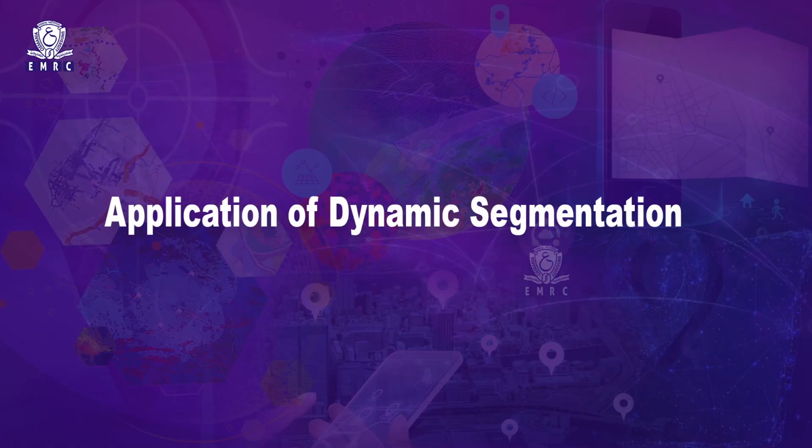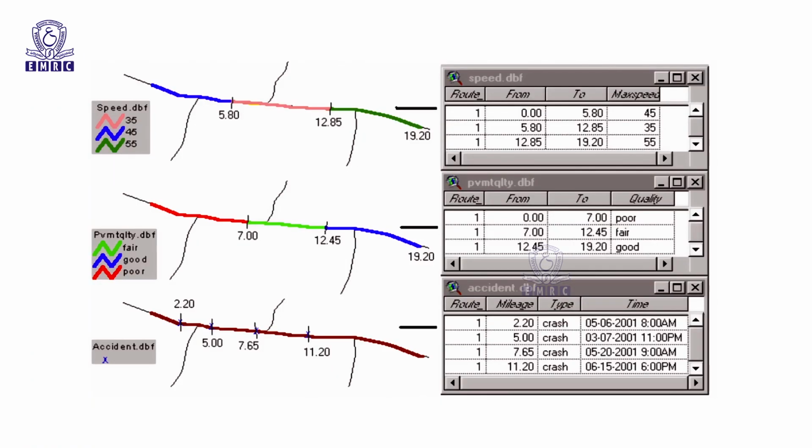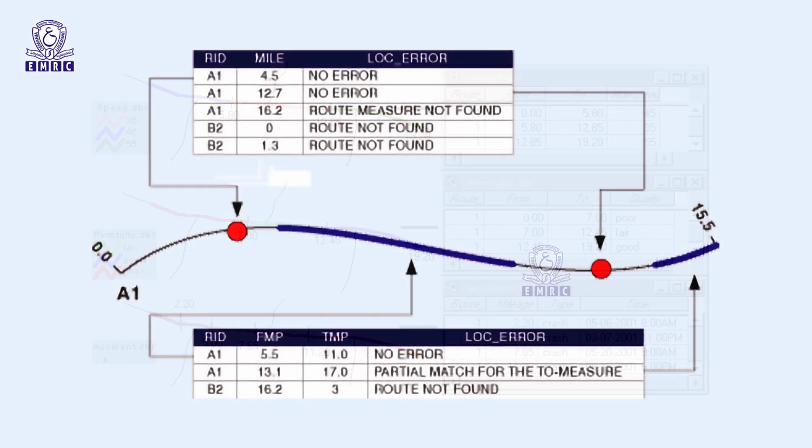Thus, through dynamic segmentation, traffic accident location can be computed at run time from the linearly referenced data and plotted along a route, such as a highway. Application of dynamic segmentation. Dynamic segmentation can convert linearly referenced data stored in tabular reports into events along routes. Once these data are associated with routes, they can be displayed, queried, and analyzed in a GIS environment.